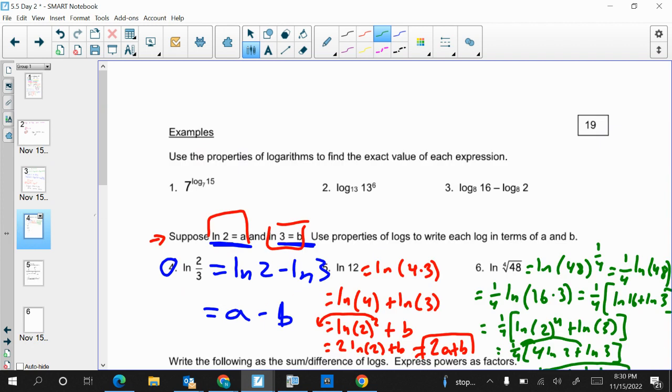So we can use them a little bit here, just to kind of go through. Use it to find the exact value. It won't be too bad. Basically here, hey, the base and the log base are the same. This is just going to be 15. For number 2, hey, I have something out to the 6. I'm going to bring it in front: 6 times log base 13 of 13. Hey, look at that. Base, the same. My answer is just 6.